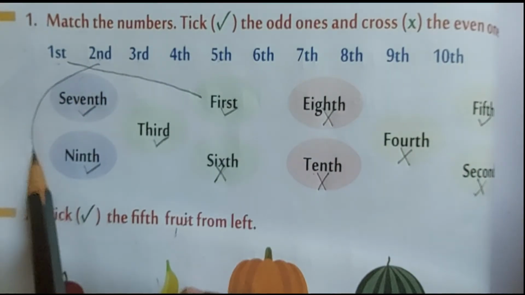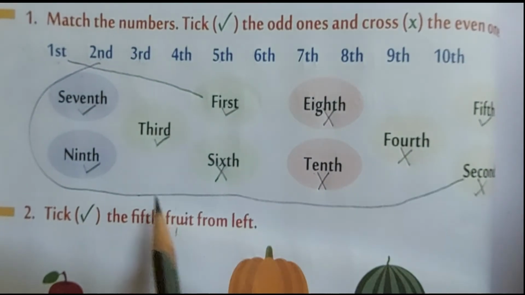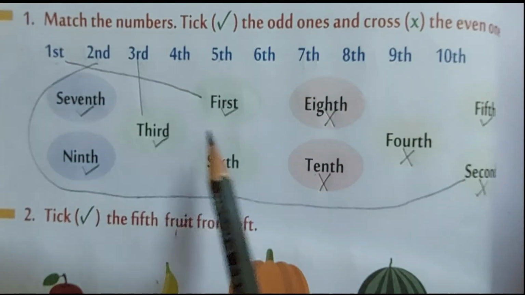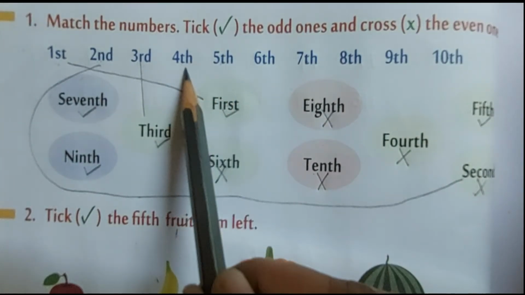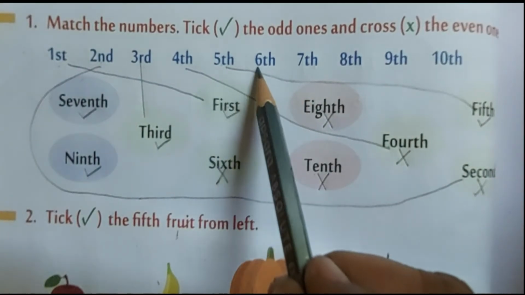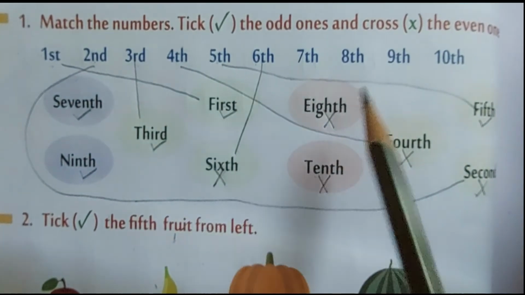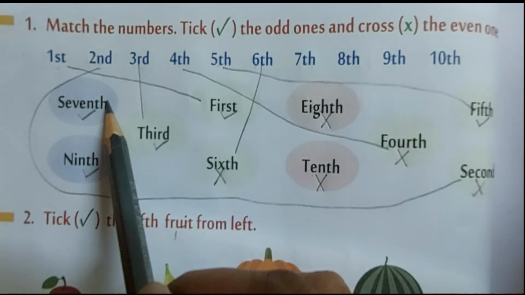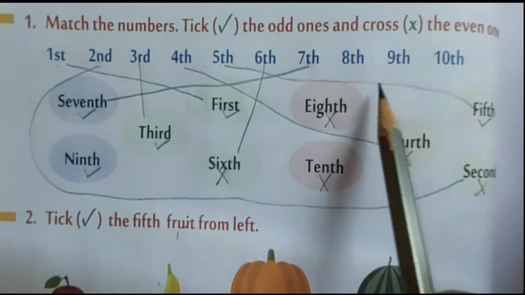Let us draw like this, children. Second. Next, third. Next one, fourth. And next, fifth. Next, sixth. Next one, seventh. Here it is, seventh. Eighth.